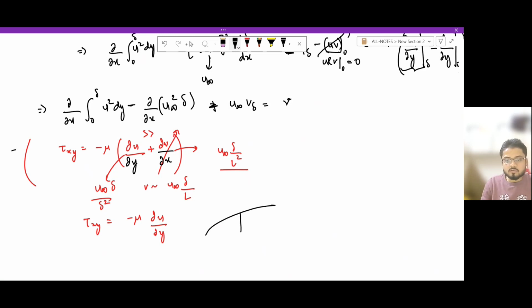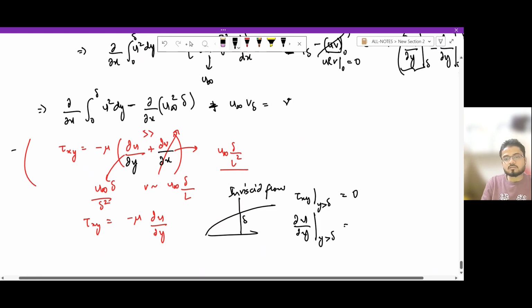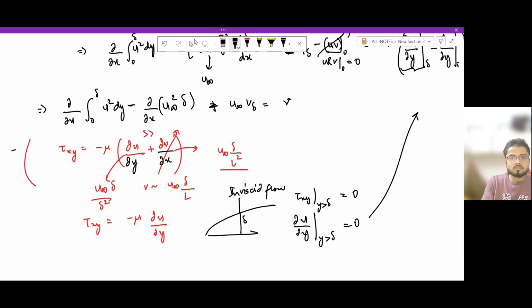Now just consider this boundary layer. This is delta. Outside this, we assume the inviscid flow domain, and in inviscid flow we assume the effects of viscosity have vanished. That would imply that tau xy for y greater than delta is 0. So this would imply that del u over del y at y greater than delta is also 0. And that's exactly what's written here.